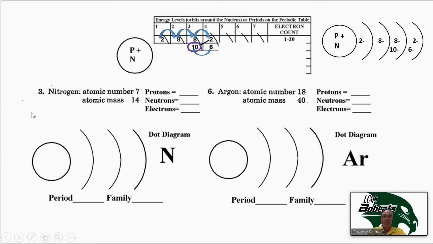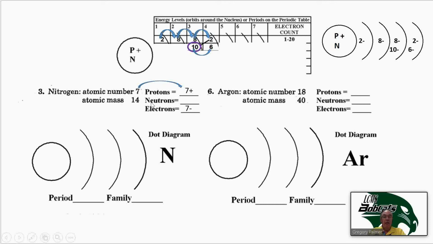Now, it asks us to do this nitrogen. So here's the information we would find on the periodic table. Atomic mass of 14, atomic number of 7. Now you guys are experts, and you know the atomic number tells you the number of protons. So the number of protons is 7. We also know that the positives always equal the negatives because the atom is neutral, so we have 7 electrons.